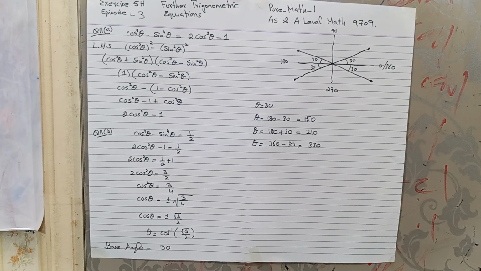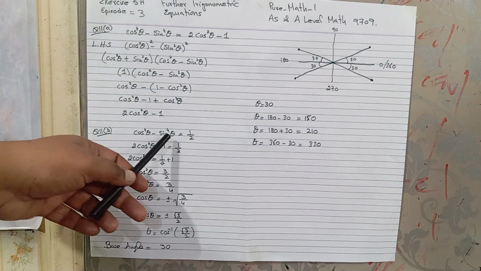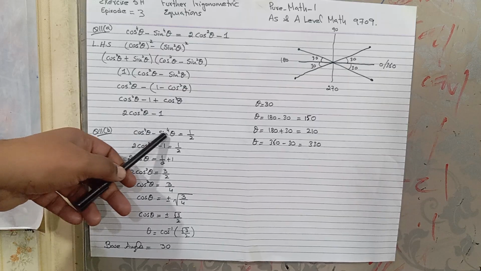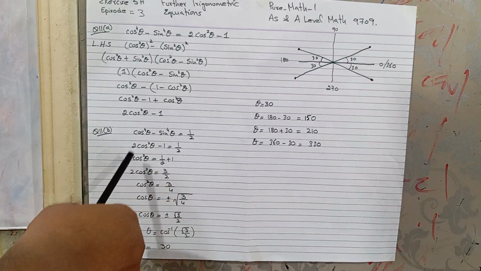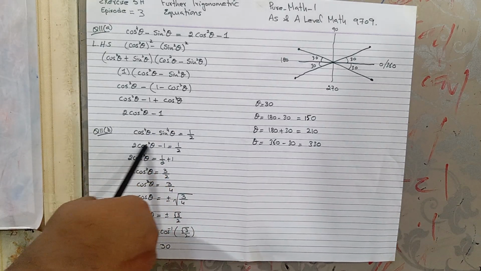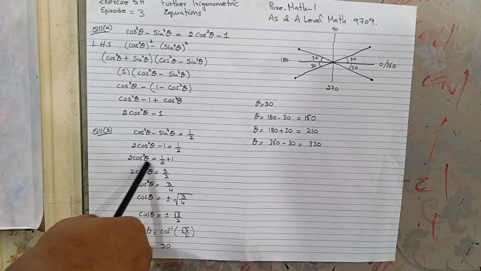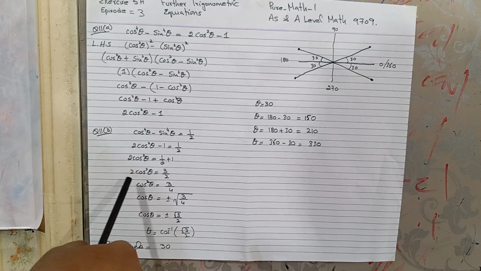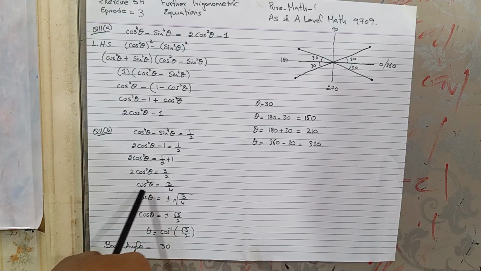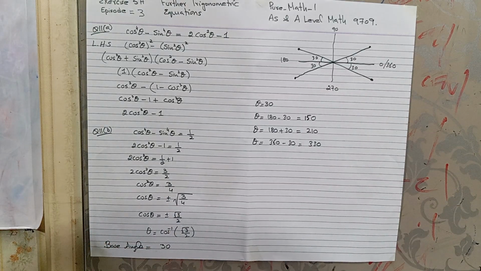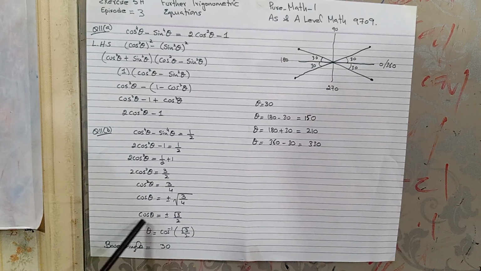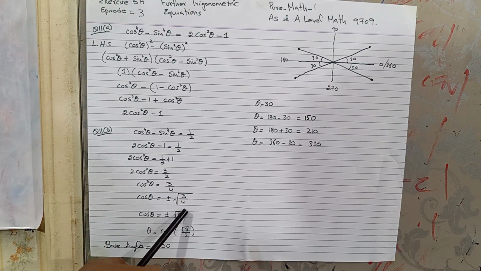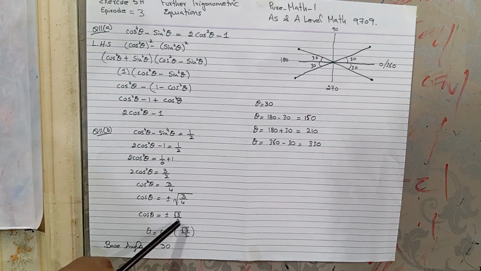Okay, now in the B part, he asked us to solve this: cos theta raised to power 4 minus sin theta raised to power 4 equals 1 by 2, and he says theta is from 0 to 360. So in the place of this, I can put, according to this, 2 cos square theta minus 1. So 2 cos square theta is equal to 1 by 2 plus 1. So 2 cos square theta is equal to 3 by 2. So cos square theta will be equal to 3 by 4, and cos theta will be equal to plus minus under root 3 by 4, which will be cos theta equals plus minus under root 3 divided by 2, because the under root of 4 is 2.